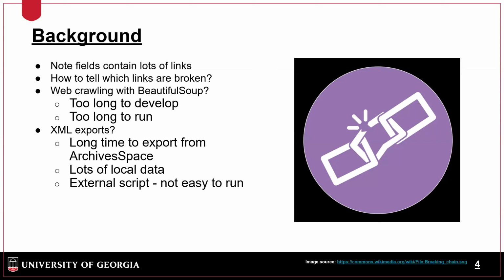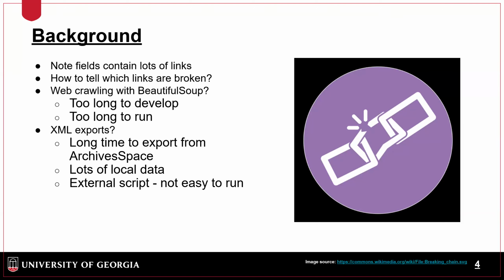So, a little bit of background. I was brought on to help manage the migration from Archivist Toolkit to ArchivesSpace here at the University of Georgia. And whenever we were doing that, we were doing a lot of data cleanup. One of the stakeholders approached me and asked, is there any way that we can tell which links are broken in our notes fields? We've got a lot of links that go out to external resources, or to hosted places for digital objects, for instance. So we were interested, which of those links are broken, and how can we tell that?